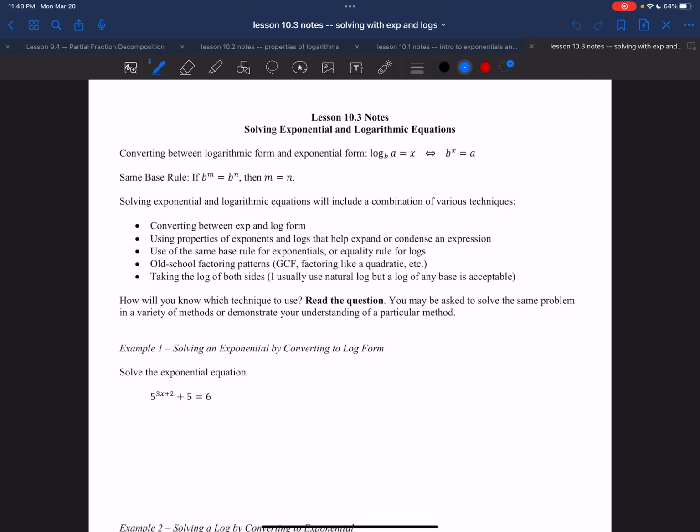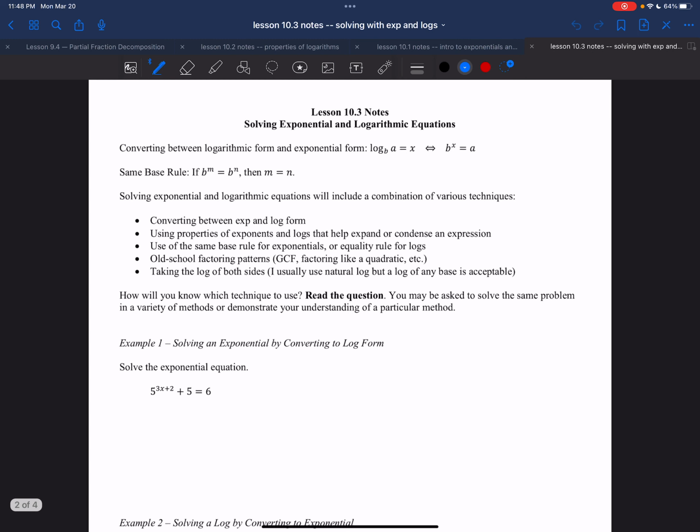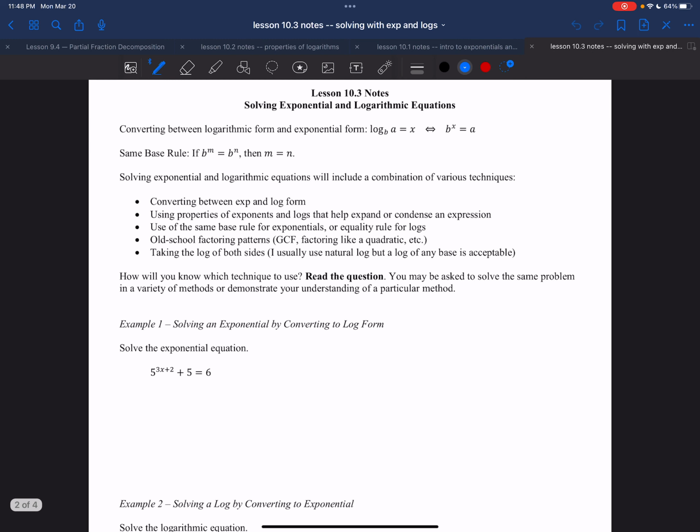Hello and welcome to lesson 10.3 on solving exponential and logarithmic equations. Now, I love this stuff. I really love this. This is where we really get to put everything we've been doing all year into practice here. Oh, it's fantastic. It's so great. So, we're going to talk about how to solve exponentials and logarithms.